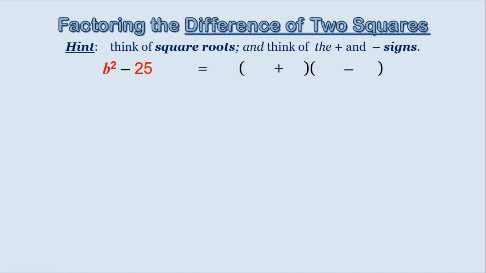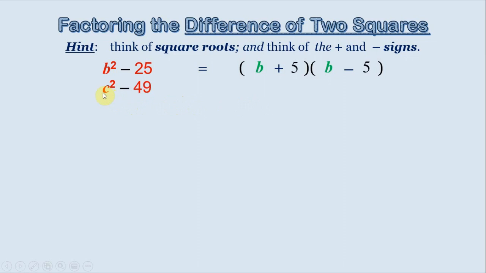After thinking that the square root of b squared is b, and that the square root of 25 is 5, the next step is to write them as (b + 5) and (b - 5). This time, you have to try the next examples yourselves.